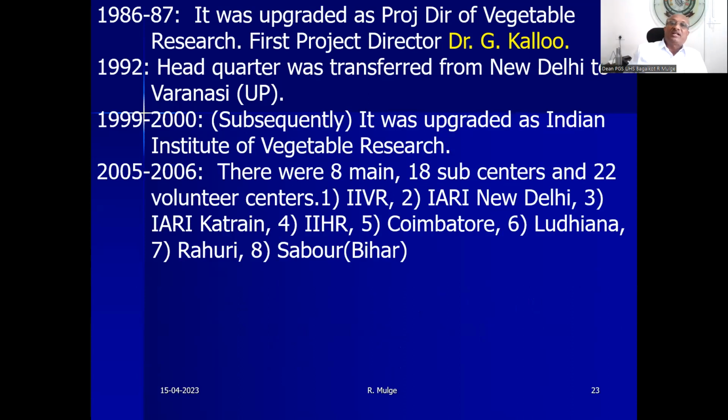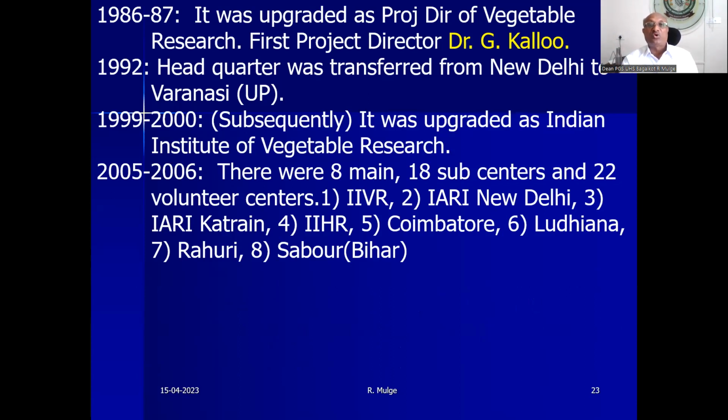In 2005-2006, there were 8 main centers, 18 sub-centers and 22 volunteer centers. IIVR, IARI New Delhi, IARI Katrain, IIHR, then TNAU Coimbatore, PAU Ludhiana, Rahuri, Sabour. These main centers were there for this AICVIP. Okay, then volunteers, 18 sub-centers.